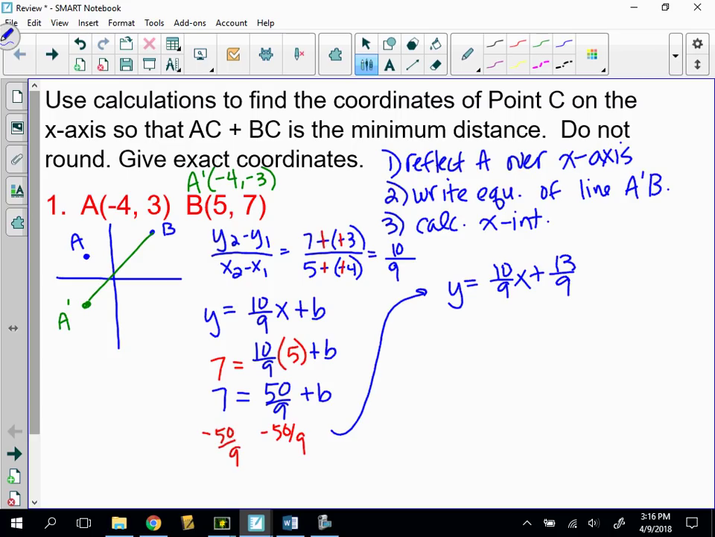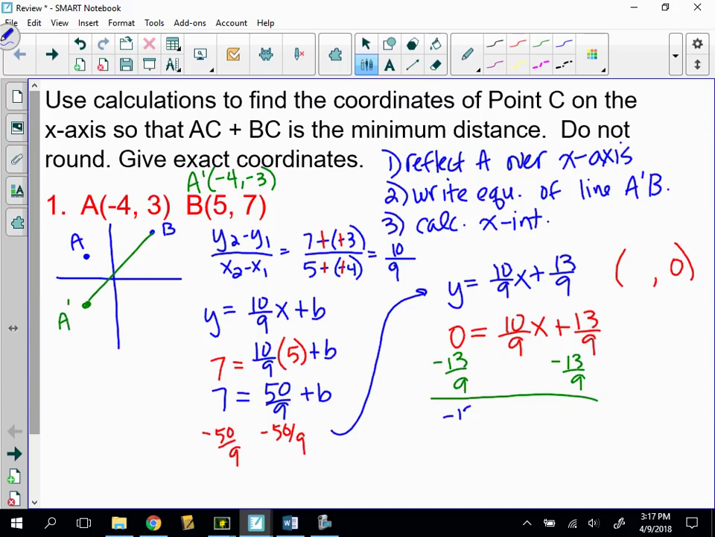So now I'm ready to move on to my x-intercept. So in order to do my x-intercept, it's a number, comma 0. So I'm going to plug that 0 in for y. So 0 equals 10 ninths x plus 13 over 9. And so now I need to solve for x. So I'm going to move my 13 ninths over to the other side by subtracting. So I'm going to have negative 13 ninths equals 10 ninths x.